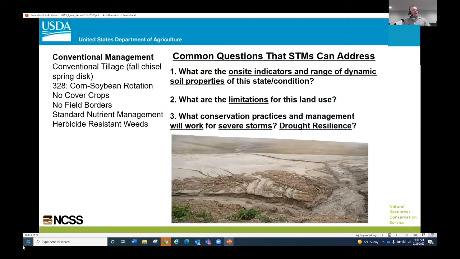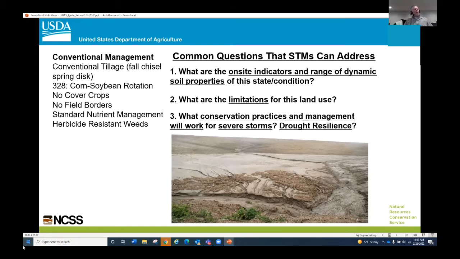So what questions can we answer within state and transition models? We can use for the management options in this example, conventional tillage and the different practices that are being applied. And we can answer three basic questions that planners could use. One is, what are the on-site indicators? And you see here, there's some obvious on-site indicators.